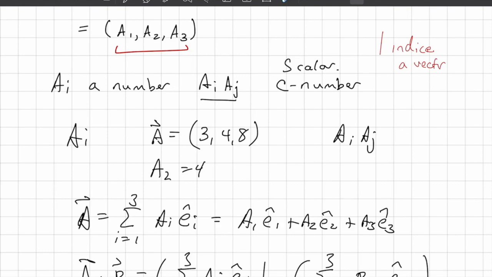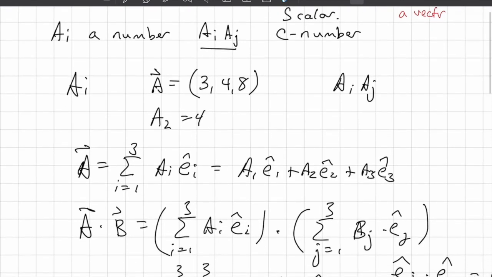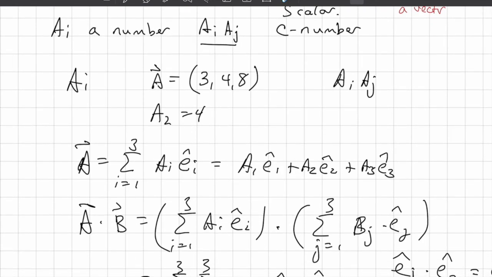All right. So what we're going to do now is go back and do something that should be really easy, and we're going to make it look really hard. And that is, I'll take vector A, which can be written as the following sum: A sub i, e sub i, summed from i equals 1 to 3. And we write that out. We get A1 e1, A2 e2, A3 e3.